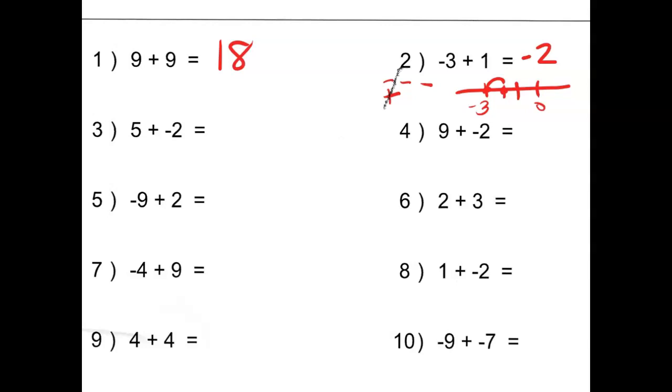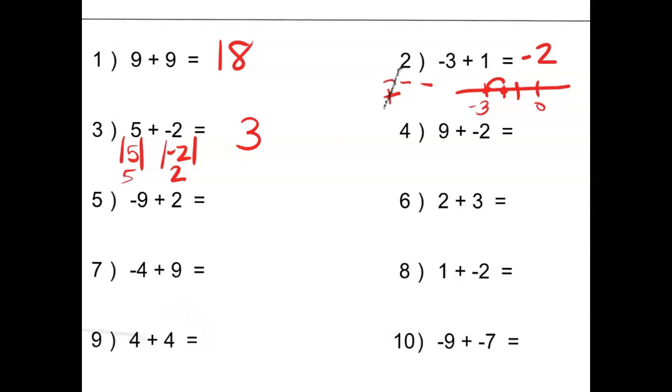So the absolute value of 5 and the absolute value of negative 2. So the absolute value of 5 is 5. The absolute value of negative 2 is 2. So we want to find the difference of 5 and 2, which 5 minus 2 equals 3. And then to choose which sign you use, you look at the number that is the greater number that has the greater absolute value, and that's 5.